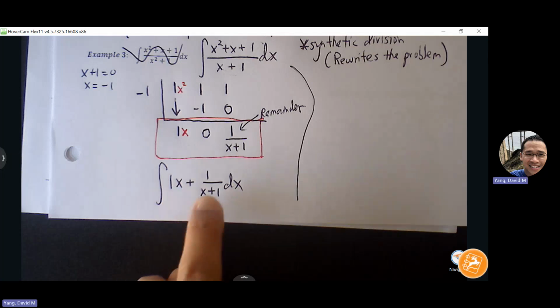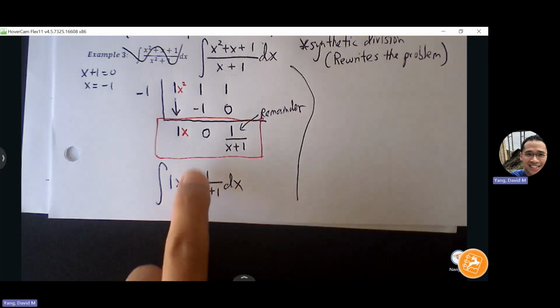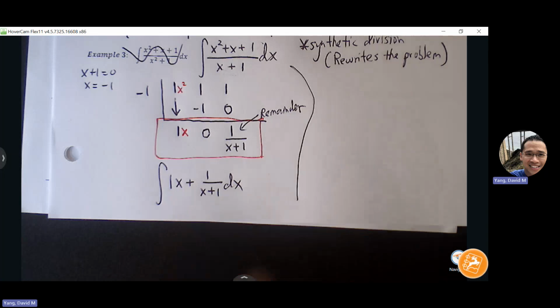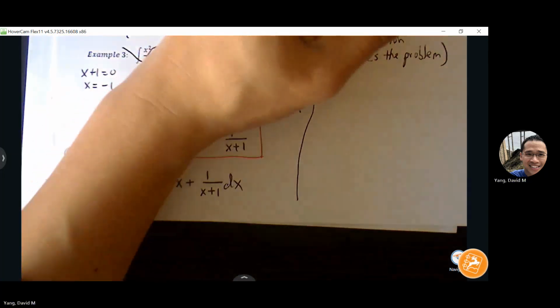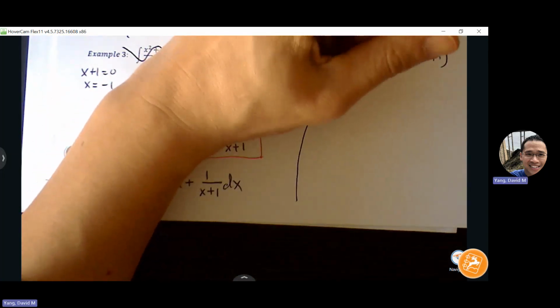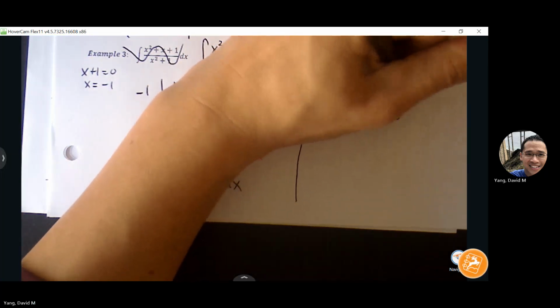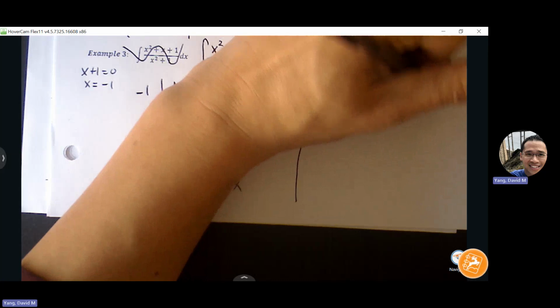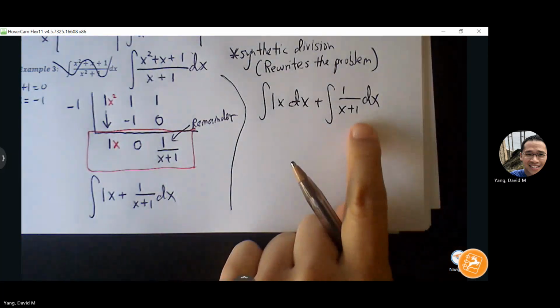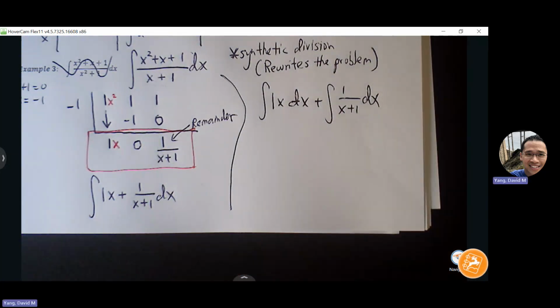X squared over 2. Now the 1 over x plus 1 is a little bit of what? We got to go through what for this process? U substitution, right? What do you think the U value is for this x plus 1?